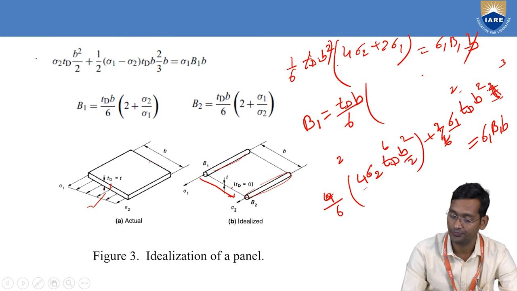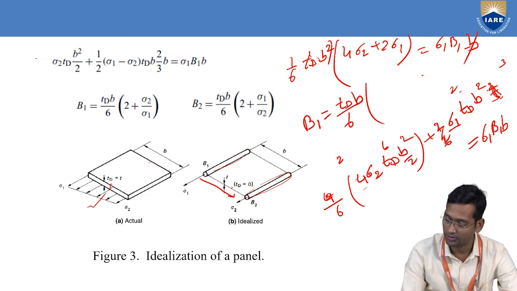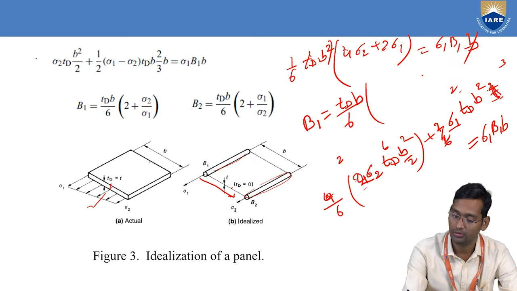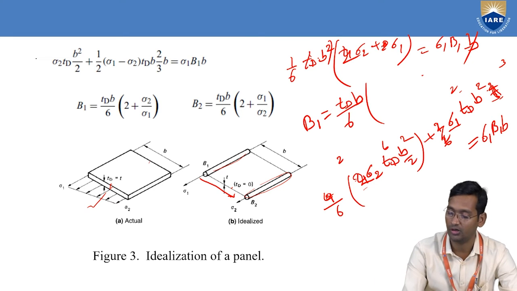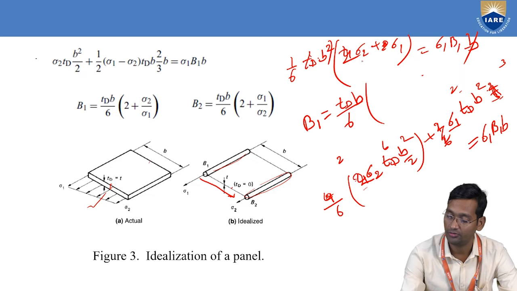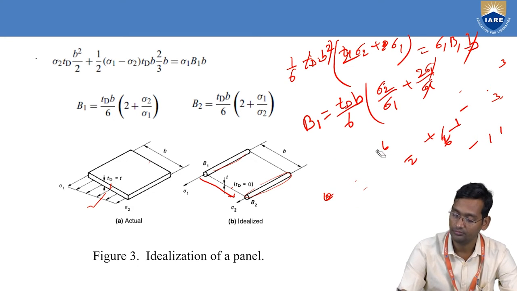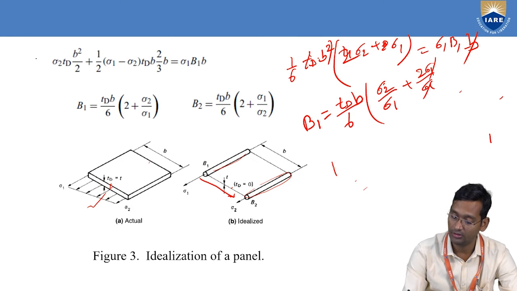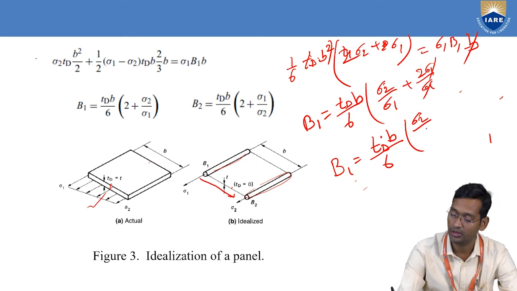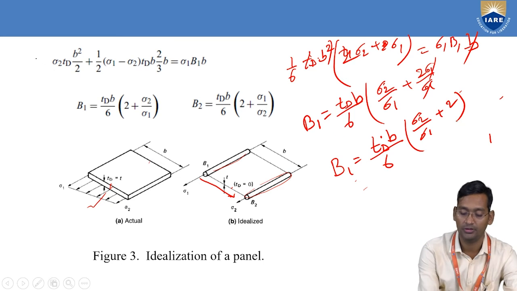Sorry, here this will be 2. So here this will be sigma 2 and sigma 1 after taking 2 common, divided by B. So what happened after that? We will get sigma 2 by sigma 1 plus 2 sigma 1 by sigma 1. So sigma 1 cancel. So now from here what we will get? B1 equals to TD into B by 6 into sigma 2 by sigma 1 plus 2. Right? So this is there.